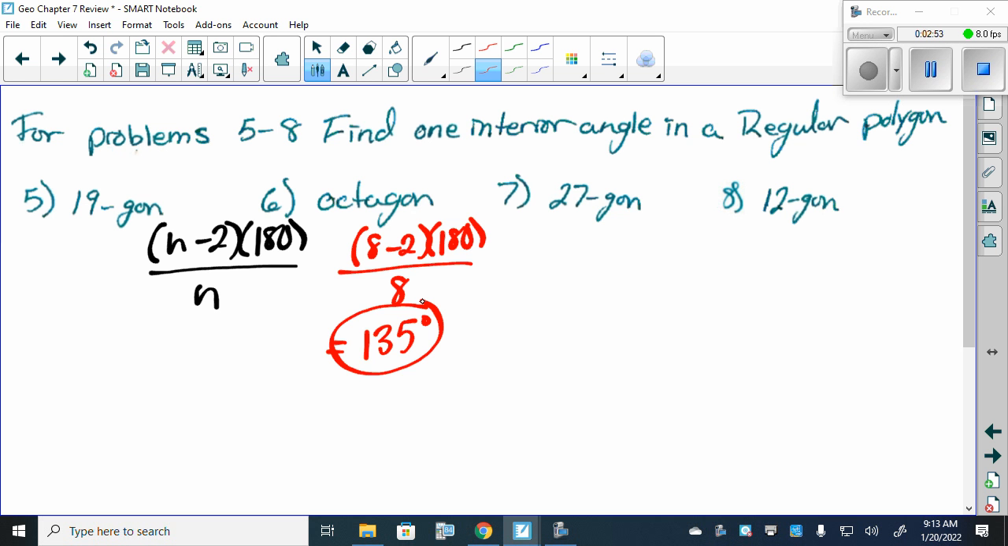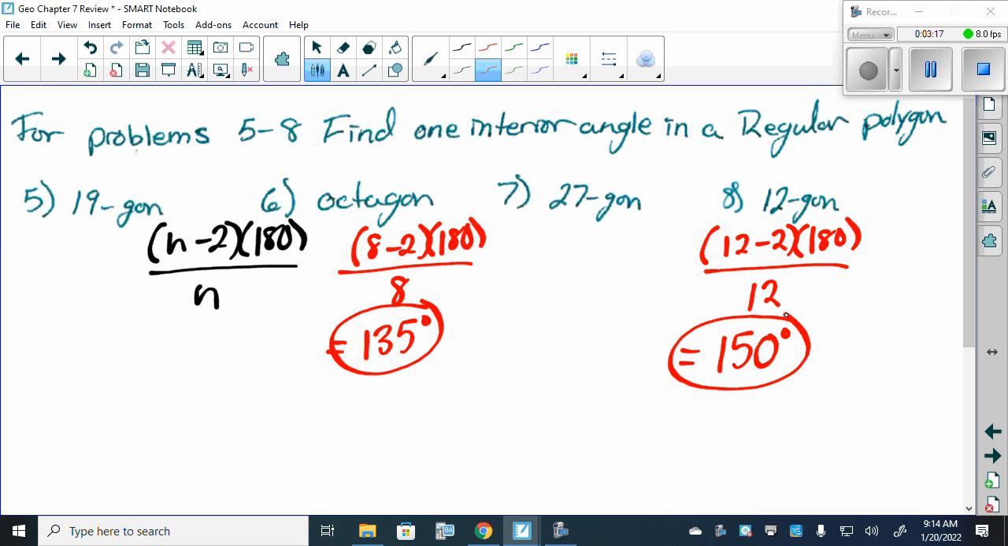For 12, we can say 12 minus 2 times 180 divided by 12. And this here would be 150 degrees. Any questions on this here?